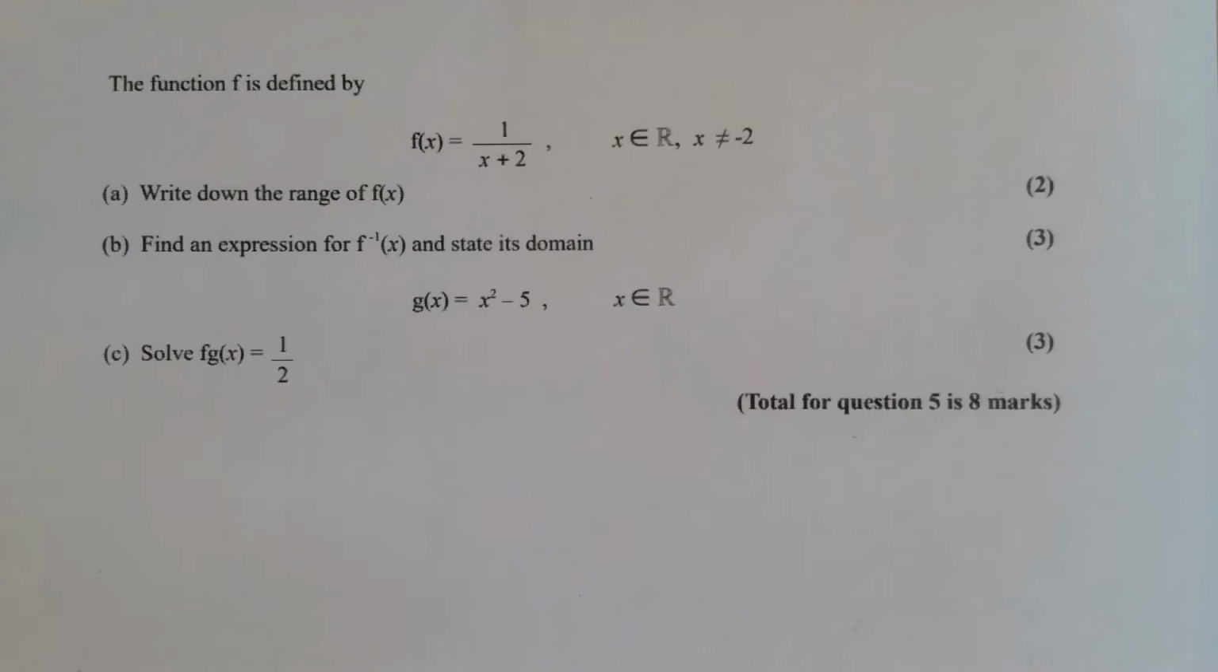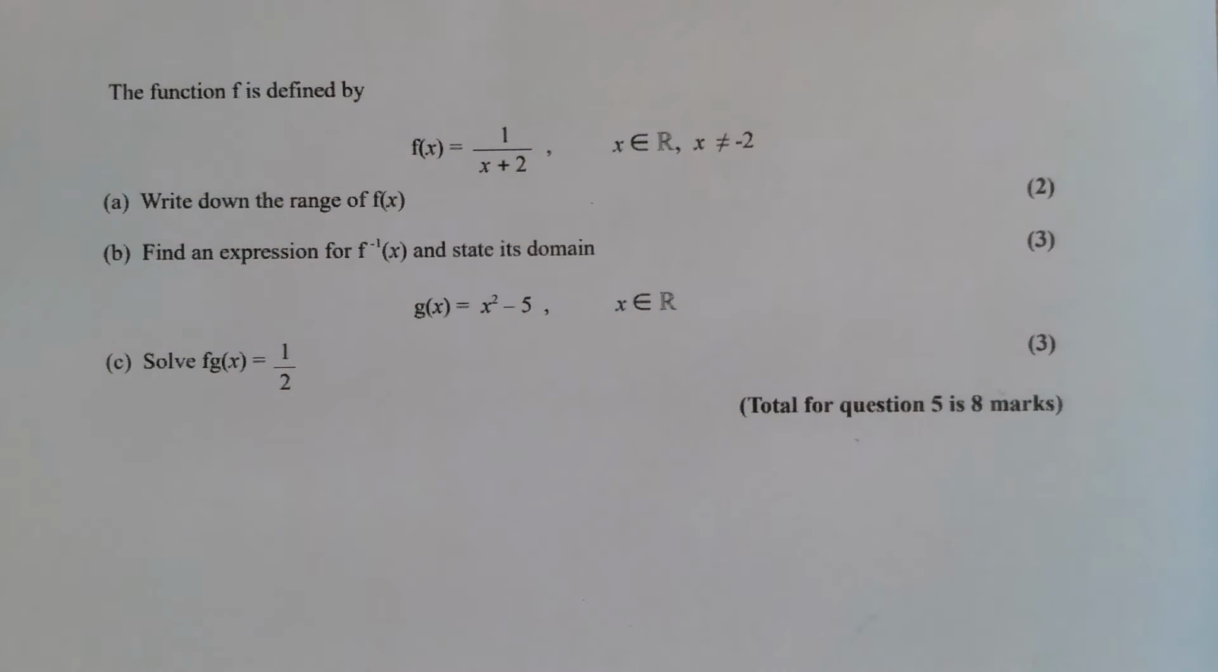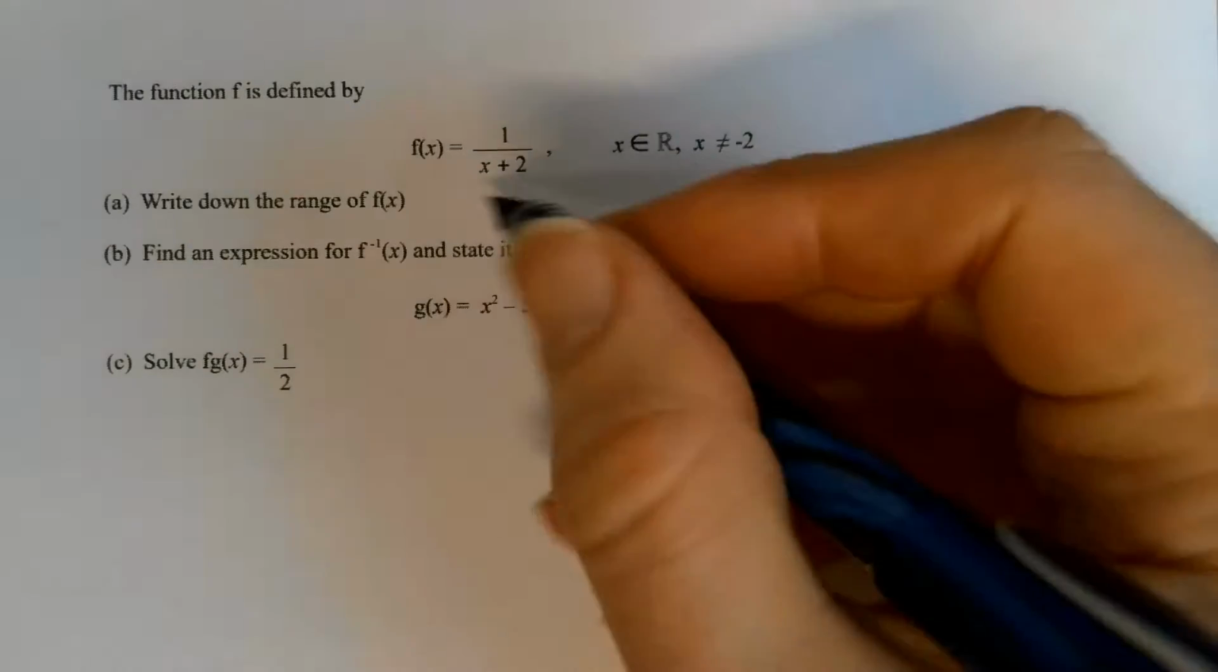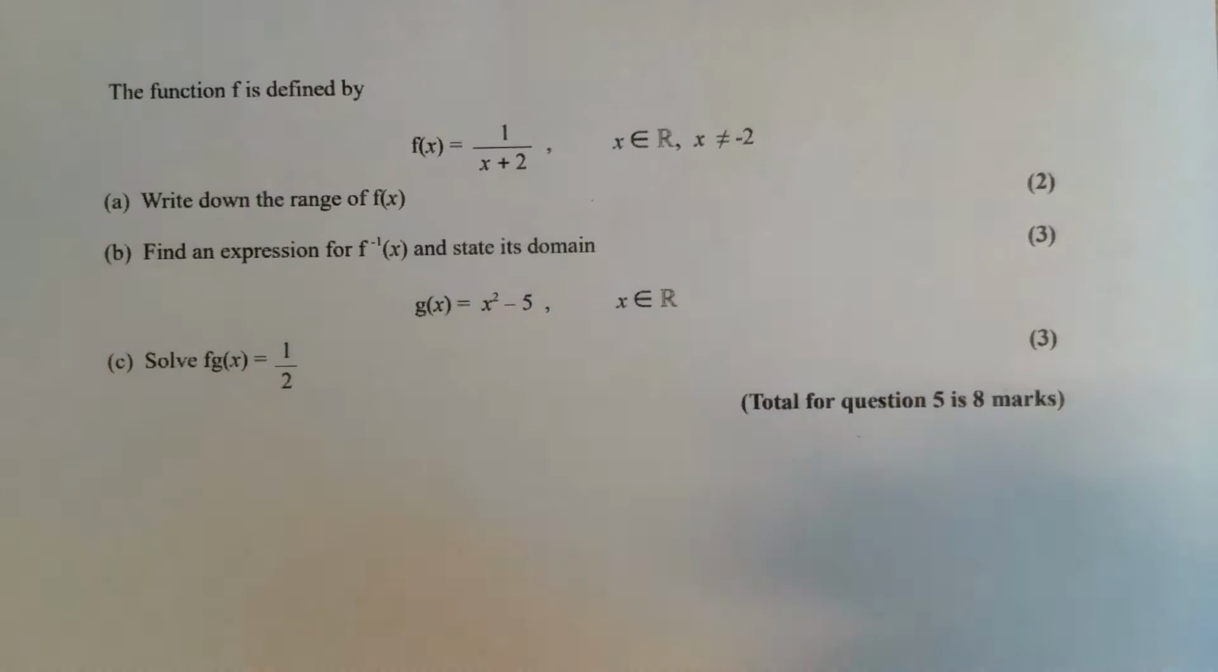Right, so here's question 5, which is the stuff that we're looking at today. It's all about when they want to know about the range and the domain. Just as a reminder, if instead of being the function of x, it was y, the range is all the values that y can take, and the domain is all the numbers you can put into the function in the first place, which is all the values that x can take.